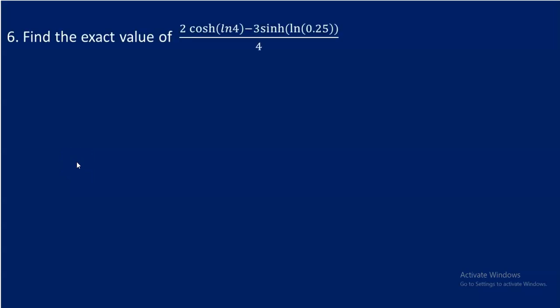Okay, let's continue. Go to question number 6. You are asked to find the exact value of this expression. So this question requires you to know the definition for cosh x and sinh x. So how do you define cosh of x, students?